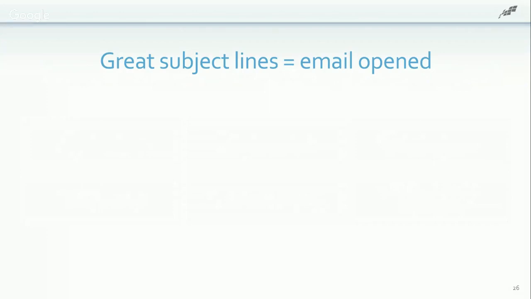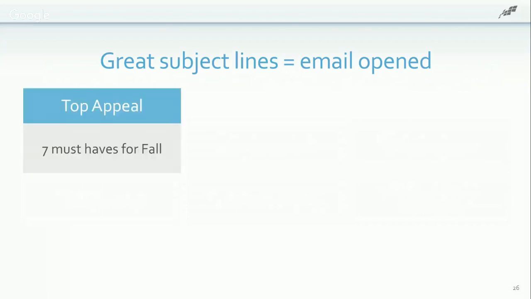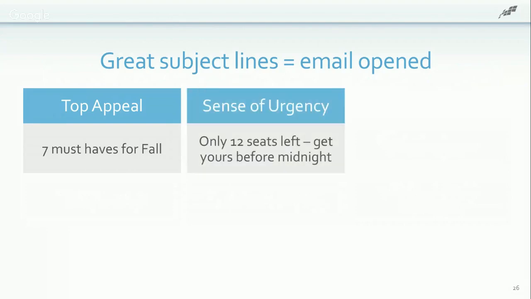Let's explore some of the ways you could brainstorm better subject lines using some of the techniques we've talked about so far. First, pick the top appeal, a quick list of easily digestible pieces of information. 7 must-haves for fall, 3 end-of-year tax tips, the top 10 beauty products for this year. Or create a sense of urgency to drive action. Only 1 day left, limited time offer, don't miss out, only 12 seats left, get your ticket before today.